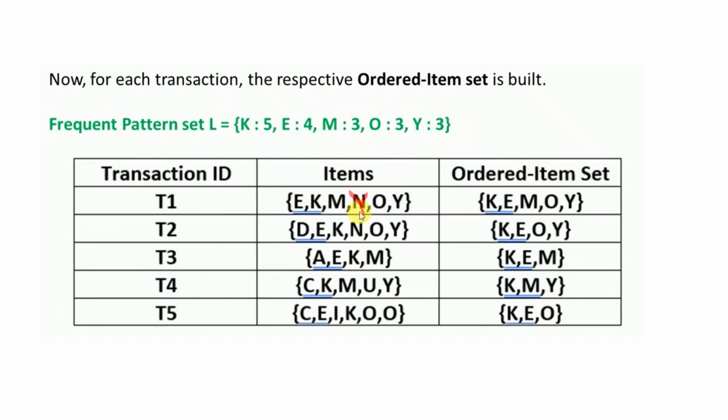Likewise, out of D, E, K, N, O, Y, after removal of the items which are less than the minimum support 3, we consider E, K, O, Y in the order. Then out of these item sets, we consider E, K, M. Out of this item set, we consider K, M, Y. Out of these item sets, we consider only K, E, O. So these are the ordered item sets in descending order, which are greater than the minimum support 3.